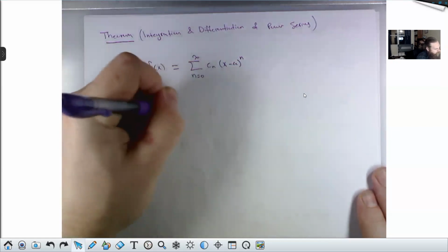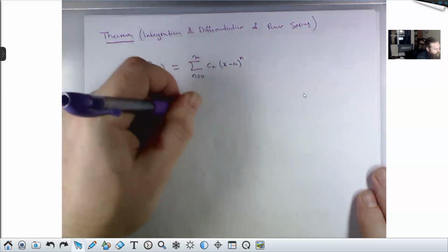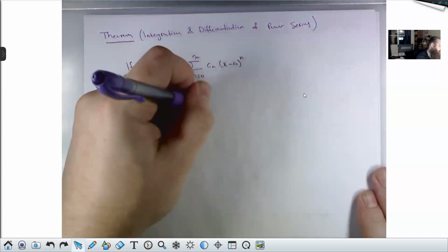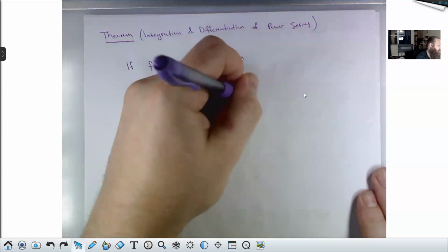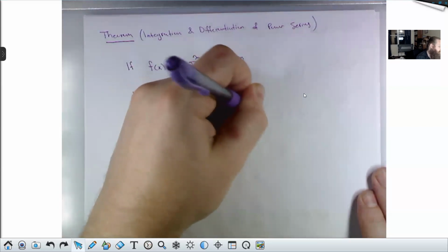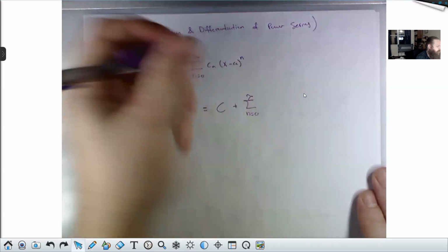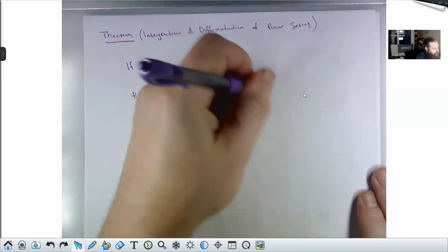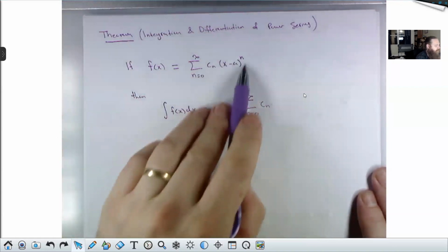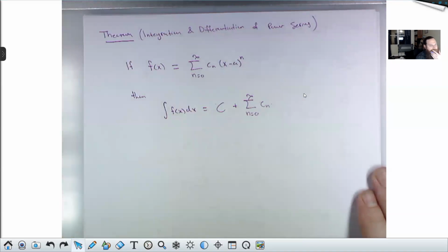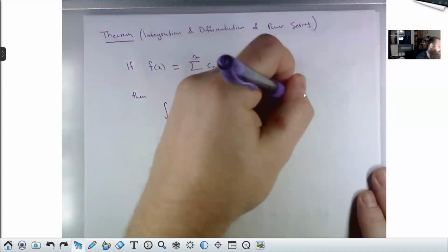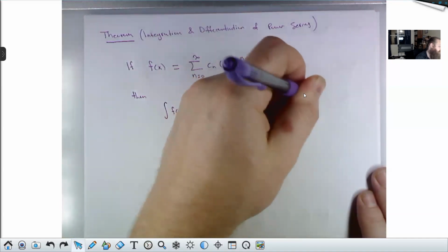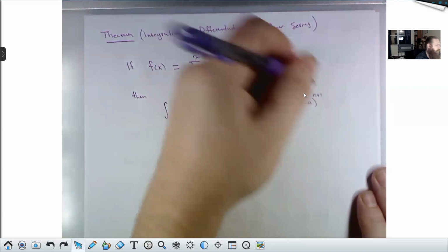the integral of f of x dx is equal to some constant plus sigma n from 0 to infinity, Cn times, and then you just integrate the x minus a to the n piece. That's the idea. And that will give you 1 over n plus 1 times x minus a to the n plus 1.